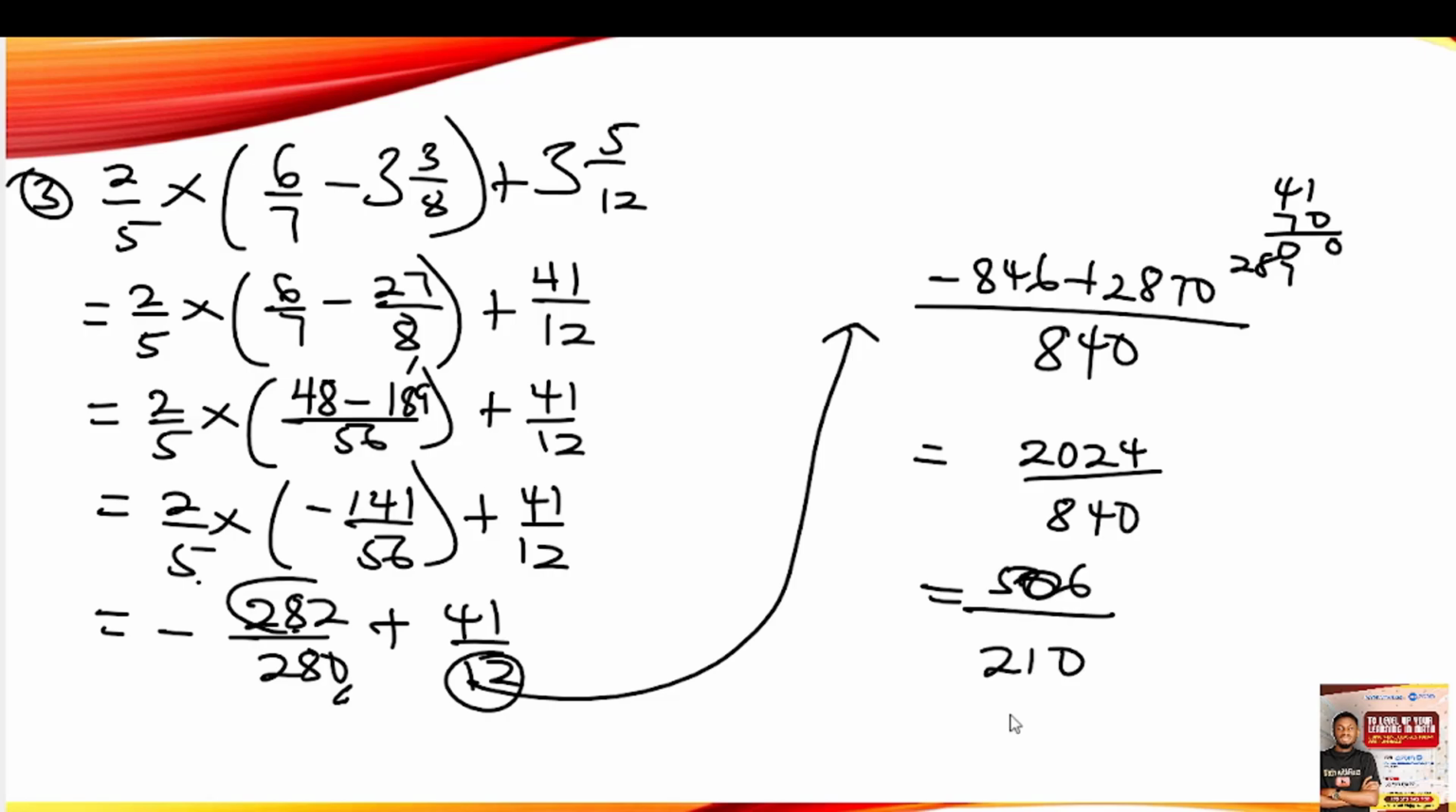We can further simplify this one. So we can use 2, or we can use 3 as well. So when we further simplify, we see that our final result gives us 253 on 105.